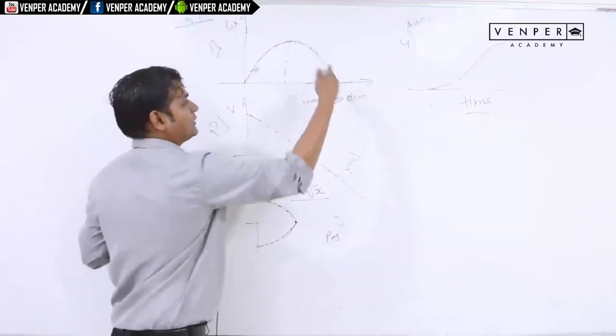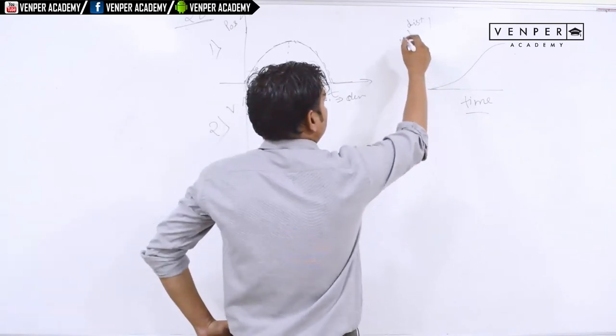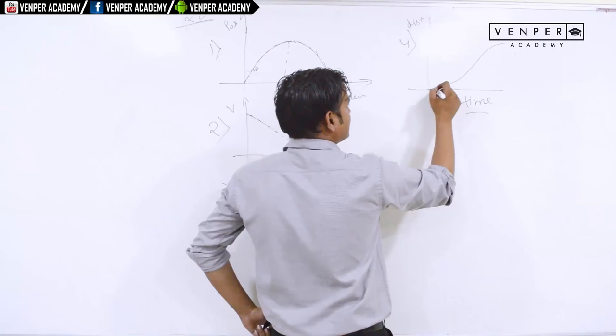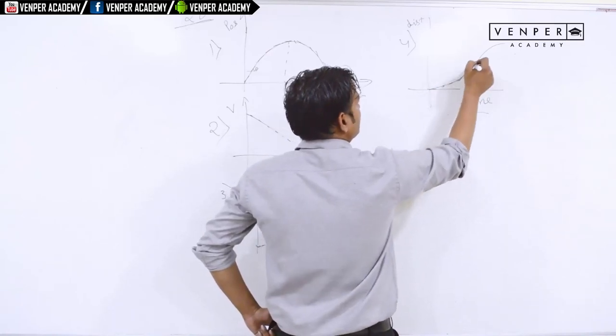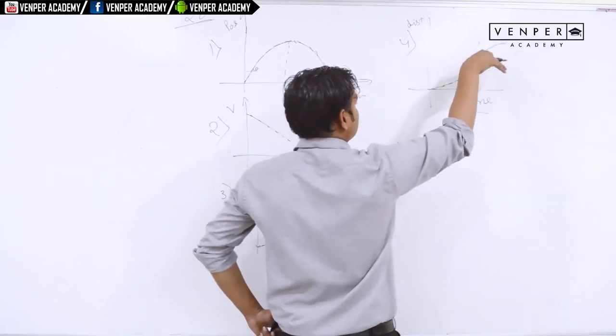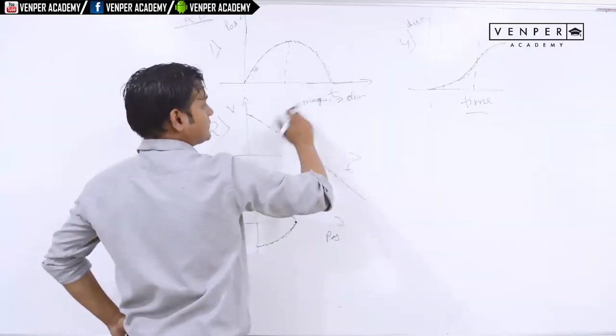Okay, we'll see it later. See this one, distance-time. Here, as time is increasing, its slope is increasing with respect to time. After that its slope is decreasing. So it is just opposite of this case.